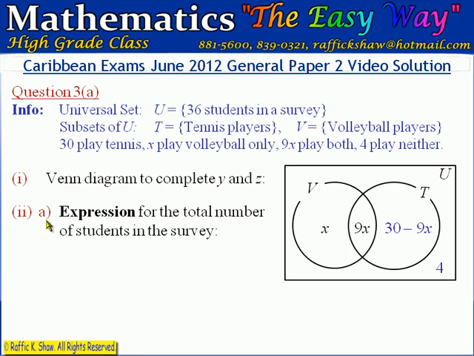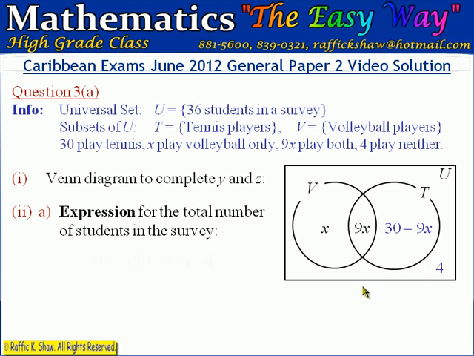In part 2, firstly, we are told to write an expression for the total number of students in the survey, in terms of x. The total number of students in the survey is the total of the subsets in the universal set, and we need only an expression, so there's no equal sign. So the total will simply be the sum of these subsets: the x, the 9x, the 30 minus 9x, and the 4 outside here.